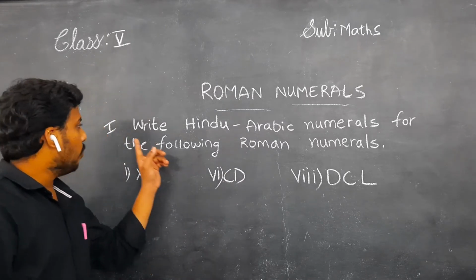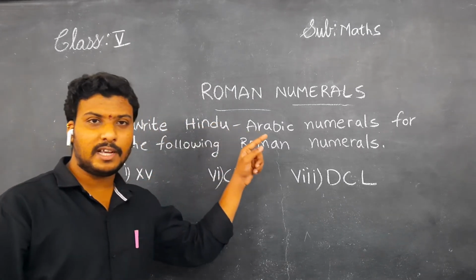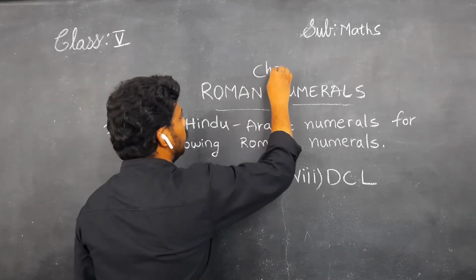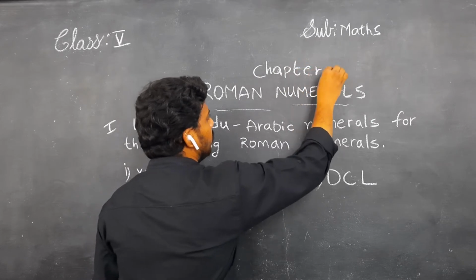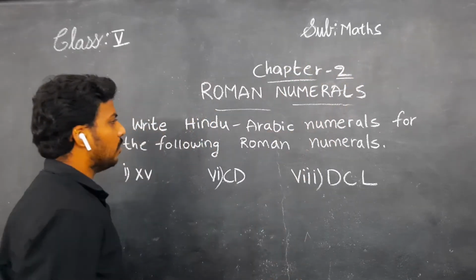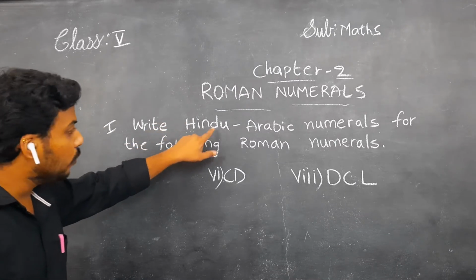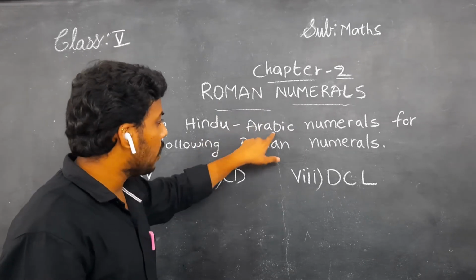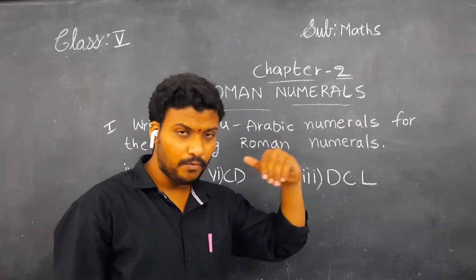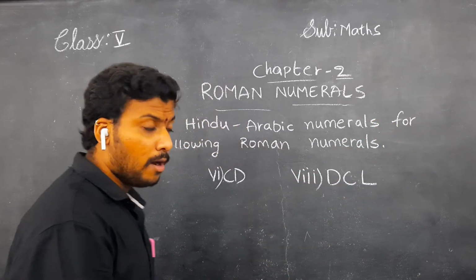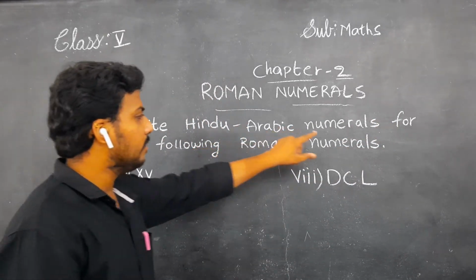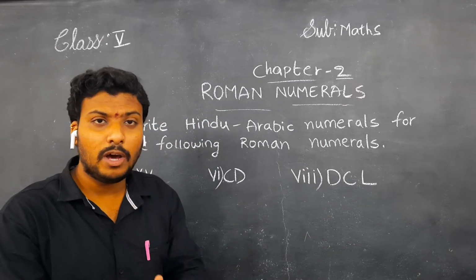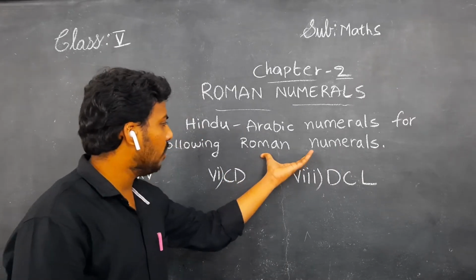Children, Roman number 1, from the revision exercise of chapter 2, that is Roman numerals. Write Hindu Arabic numerals, meaning 1, 2, 3, 4 like that, for the following Roman numerals. Understand, children? They said clearly: write the Hindu-Arabic numerals for the following Roman numerals.